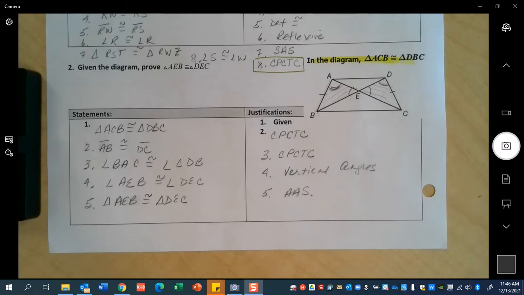I get those two sides are equal to each other. I get those two angles are equal to each other. I get my third angle, or my second angle, through vertical angles. And then that's how I prove it. So that was an interesting proof because CPCTC, instead of being at the bottom of your proof, gave me one of the things I needed to prove the triangles were congruent. Sound okay?